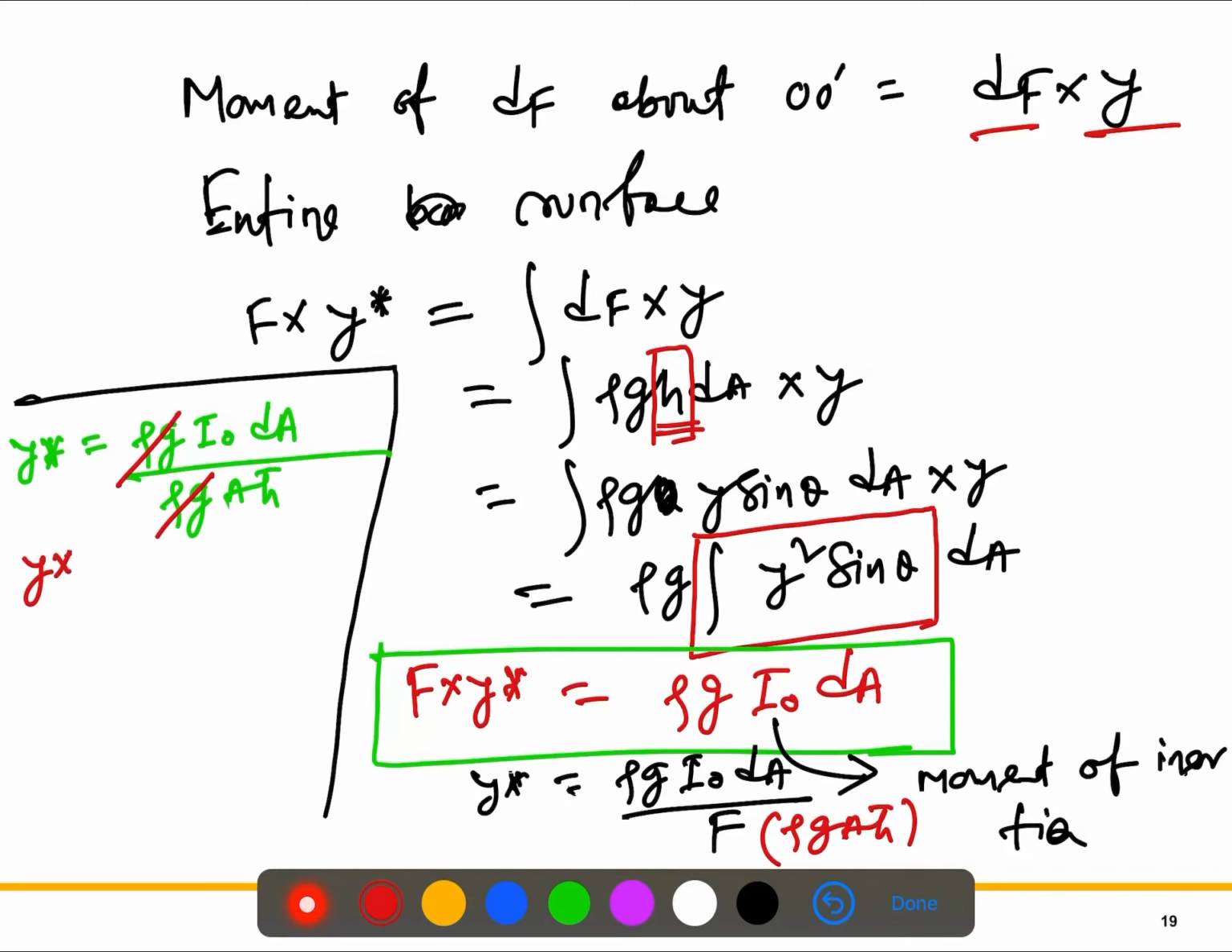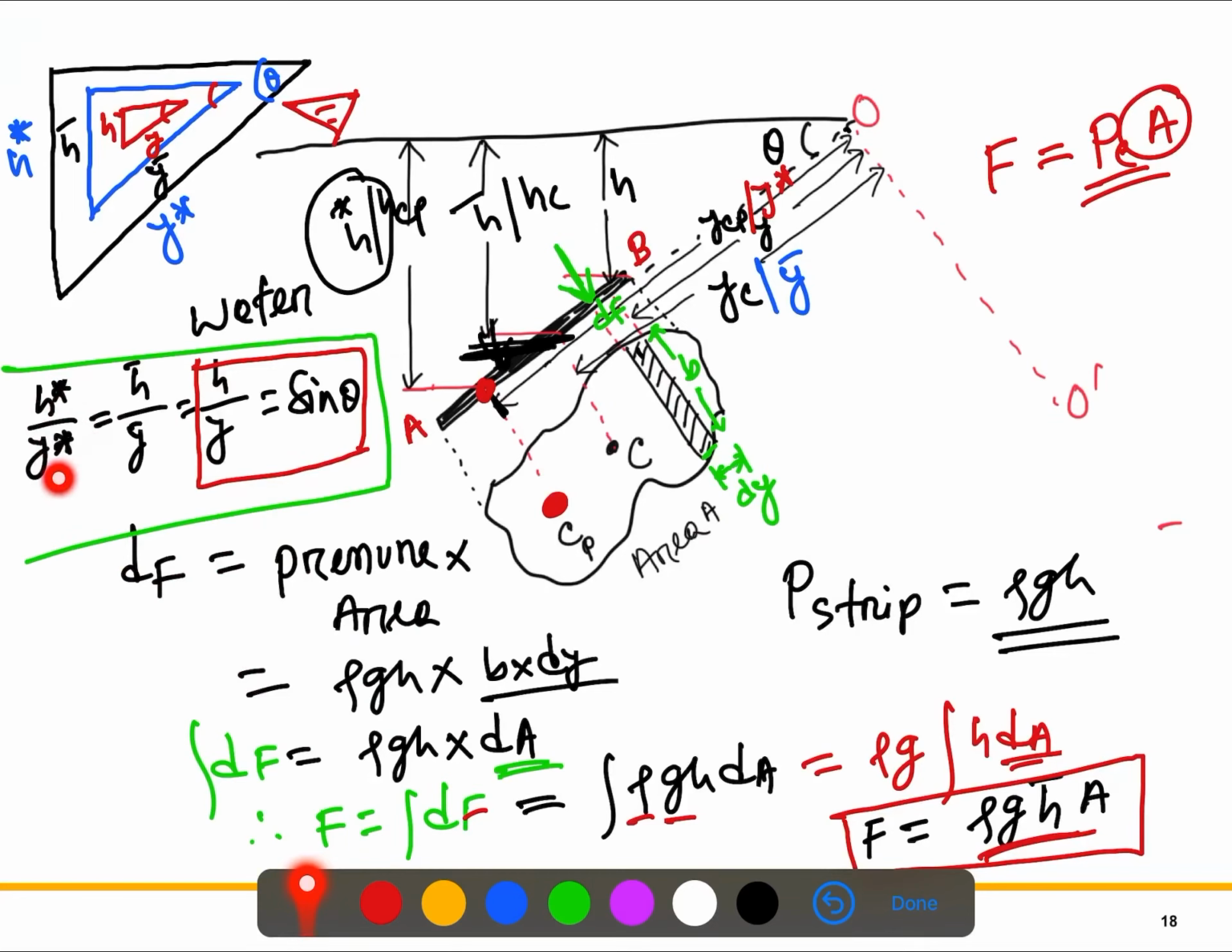So y star will be I naught, that inertia, dA over A h bar. Right, we got this. So we know from this is a y star, so we can use this formula here. h star over y star equals sine theta. So this equals this equals this. So we can say h star over y star equals sine theta. That means this y star will be h star over sine theta.